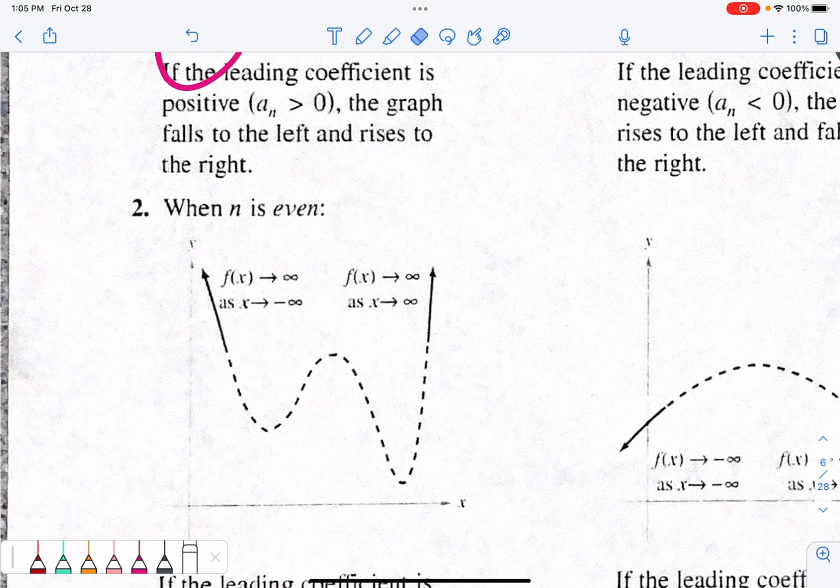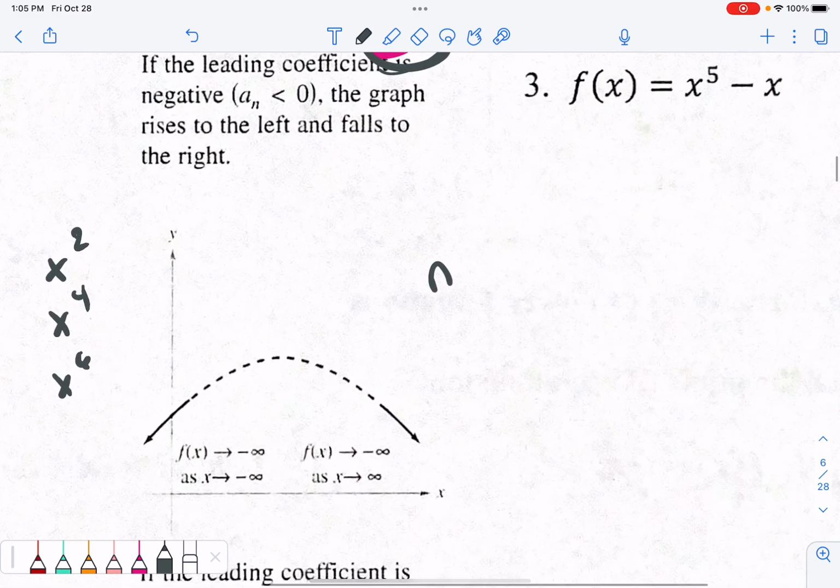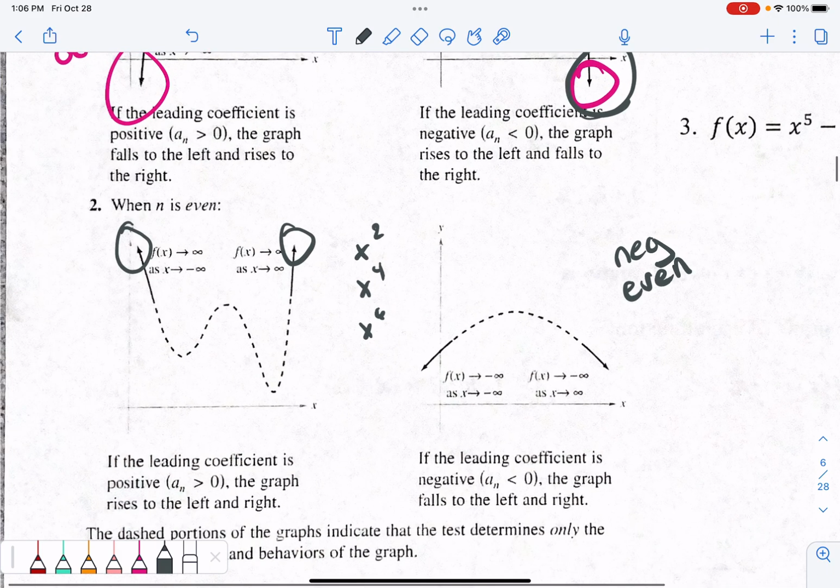Now an even function, like x squared or x to the fourth power. If it's x squared, x to the fourth power, x to the sixth power, or any even parent function, the end behavior is going to go the same direction. Like x squared is a parabola, up and up, or down and down. It's down and down if it's negative. So if it's negative and even, it's going to go down and down. If it's positive and even, it's going to go up and up. Does that make sense? Positive even, negative even. That's how you know. Good?